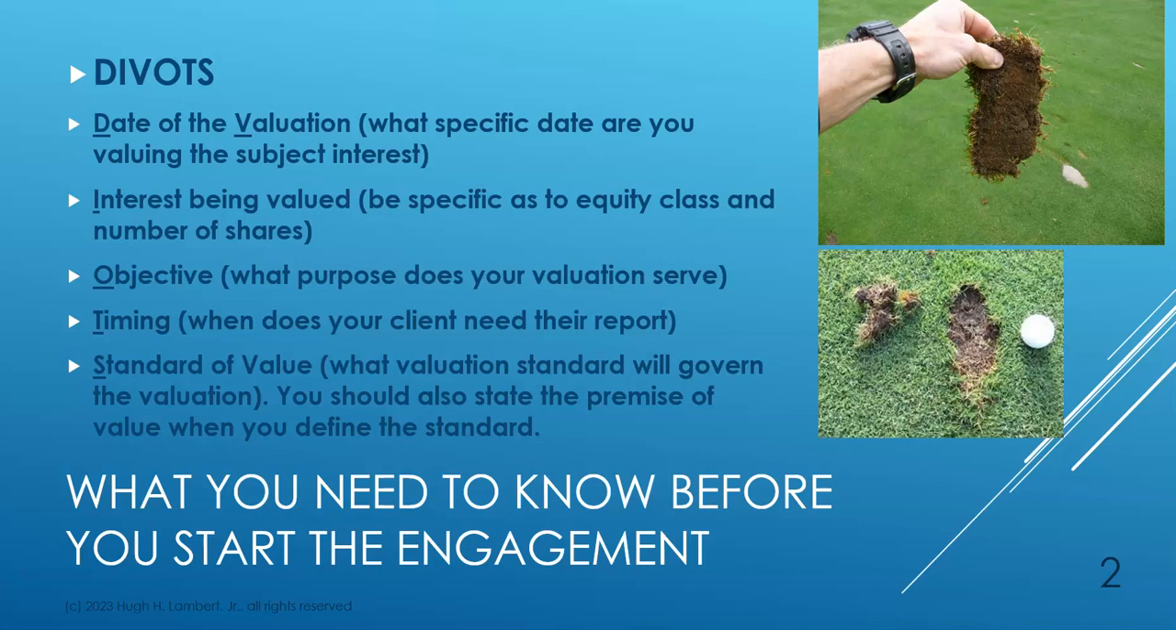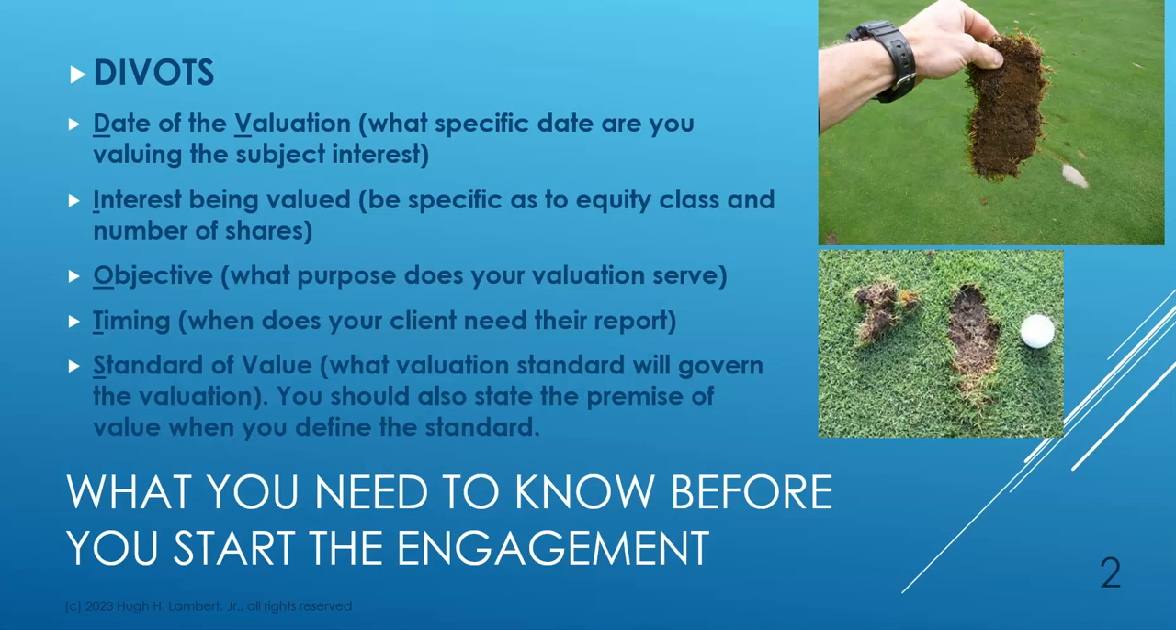The I in divots is the interest being valued, and you want to be as specific as possible. If someone says, I want you to value my company, that's just not enough information to help you determine what you need to do. You need to ask specifically, what class of equity am I valuing, preferred or common? And then how many shares in particular, so you know whether that's a controlling interest or a non-controlling interest, and we'll talk more about that later.